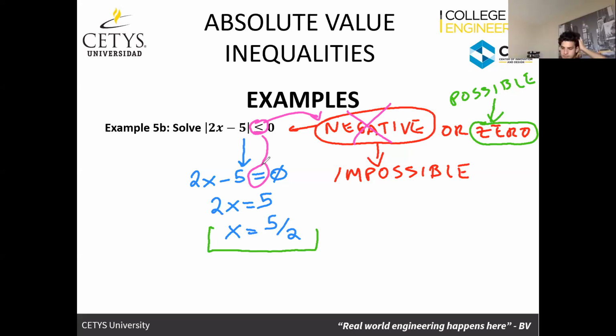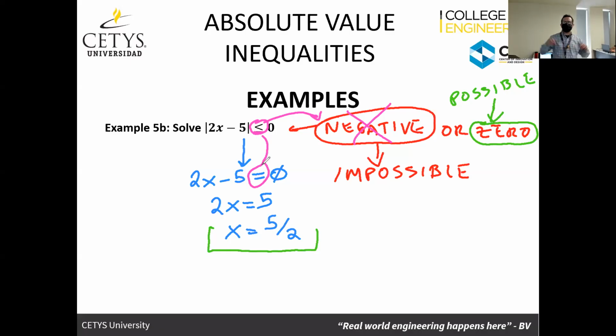Daniel, go ahead. For example, I still solved it as an inequality and it gave me 5 halves less than or equal to x and less than or equal to 5 halves. That's still the same. Yeah, technically, so that's the range of numbers, it's only that number.